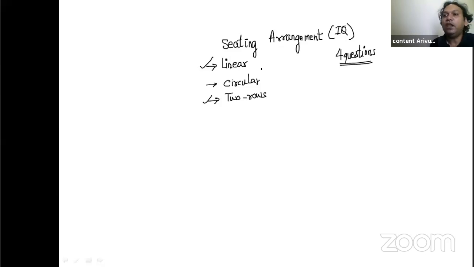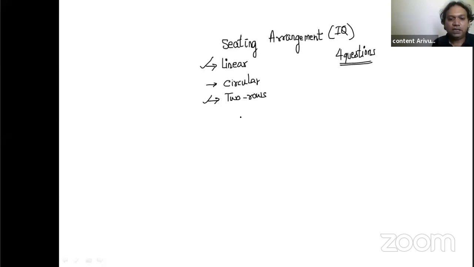So first of all, there are four questions from this chapter, and four questions from the syllogism chapter. So 4 plus 4, 8 marks for the taking. And seating arrangement does not have any theory or formula or anything like that. It is purely based on intelligence, your IQ, and your ability to read and understand information. Now linear means in a line, circular means around a circle, and two rows means in two straight lines.